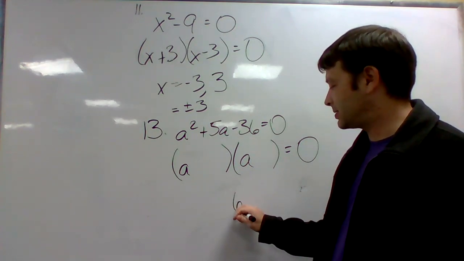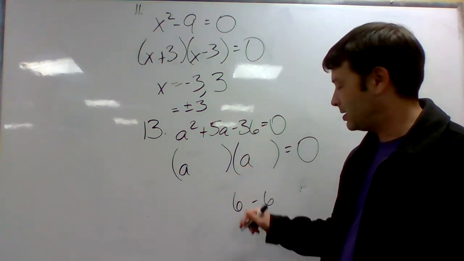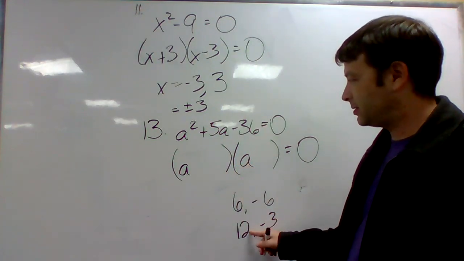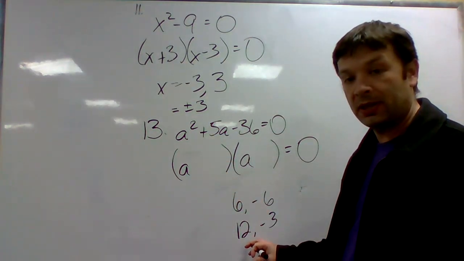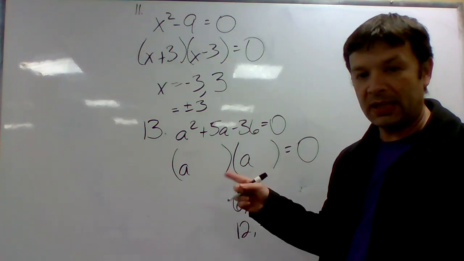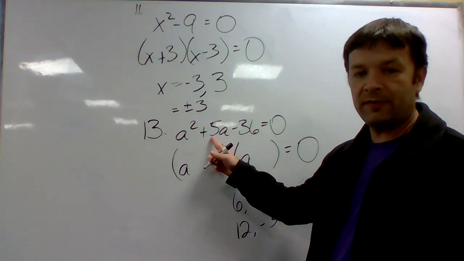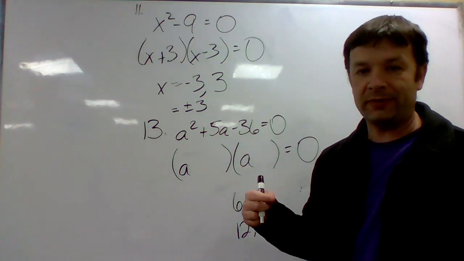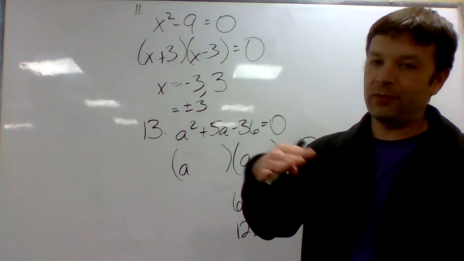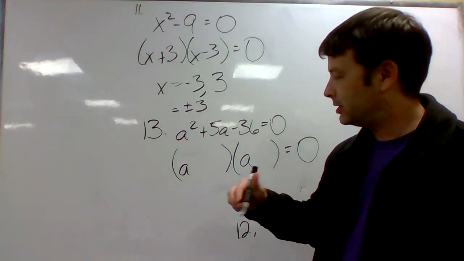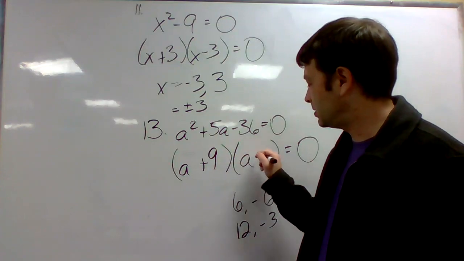So like 6 times negative 6, that would work. But those don't add up to 5. 12 and negative 3, those don't add up to 5. What else goes into negative 36? Kind of skipping around the answer. It's in your times tables, 9 times 4. One of them's negative, and I need them to add up to 5. So if I do 9 and negative 4, 9 minus 4 is 5. So I need a positive 9 and a negative 4. So plus 9, negative 4.